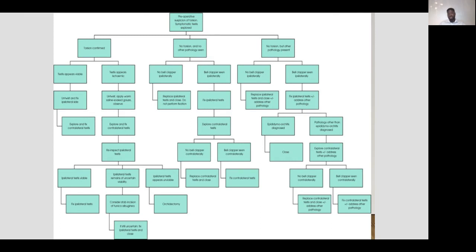Pathology other than epididymal orchitis, they also decide to explore the contralateral testes and address other pathology. All of this begins to go into the field of deciding on what the surgeon wants to do. But this document is very, very, very nice. It helps solve lots of questions and debates. You can just Google the BURST and BOS guidelines for this. It's going to be very helpful, really.